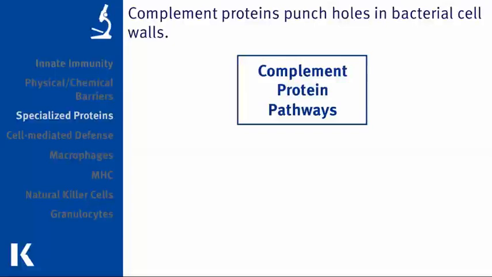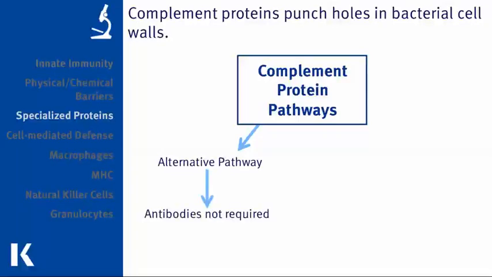Generally, complement proteins float around in your blood and punch holes into bacterial cell walls to mess up bacterial ion gradients and thus kill the bacteria. There are 2 ways complement proteins can be activated. The first is the alternative pathway, which doesn't require antibodies and is an example of non-specific defense because it does not discriminate between different types of foreign organisms.